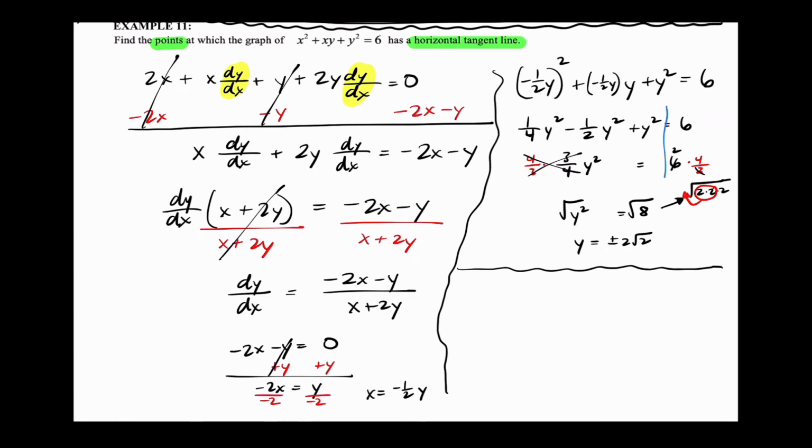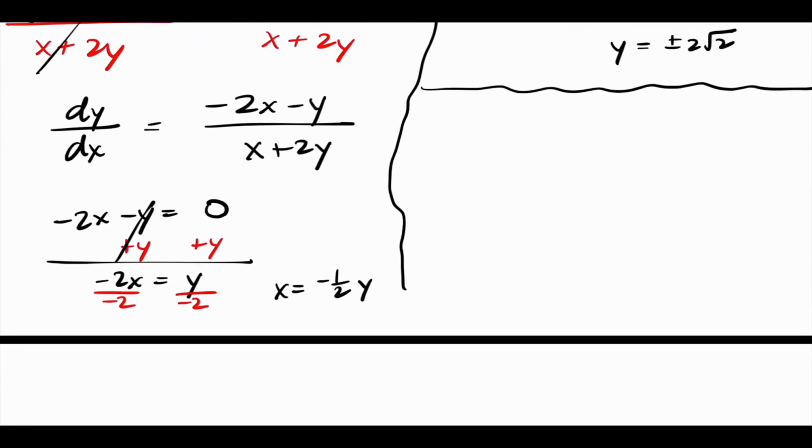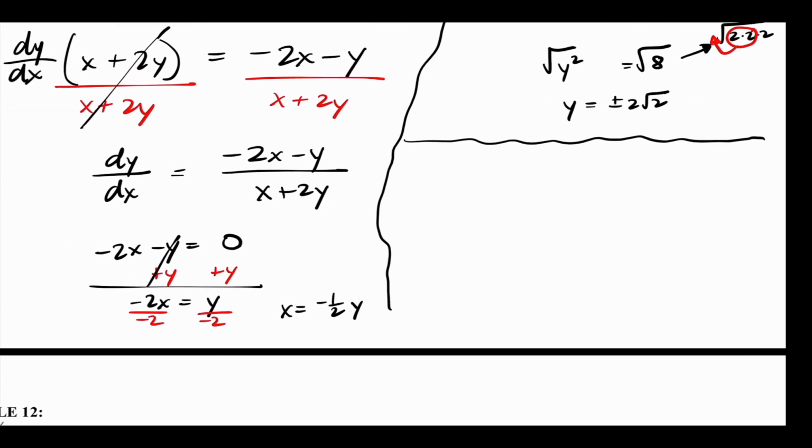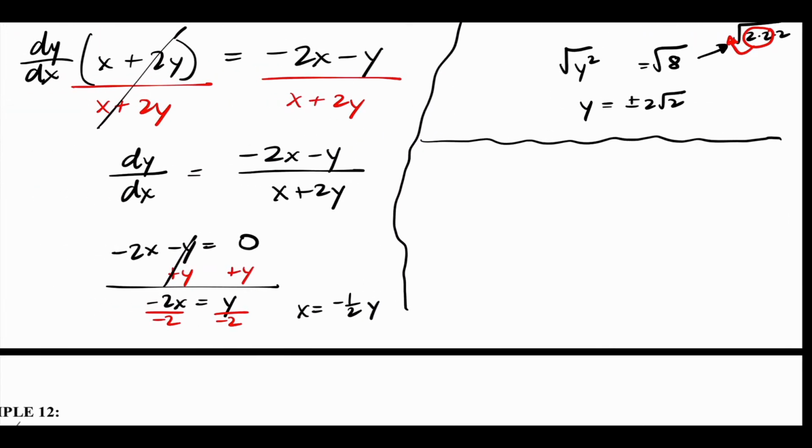I know which one I'd rather plug it into, this guy down here, because this guy's a lot easier. This guy's got x squareds and y squareds and xy's. The one we found down here is a lot less work to do. So everywhere I see a y, I'm going to plug in square root of 2 over 2. First positive.